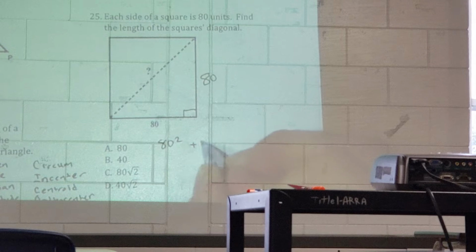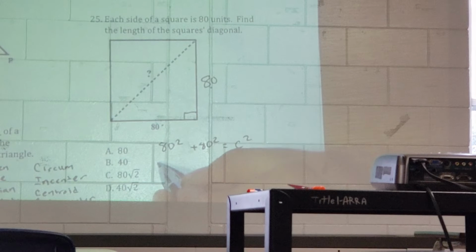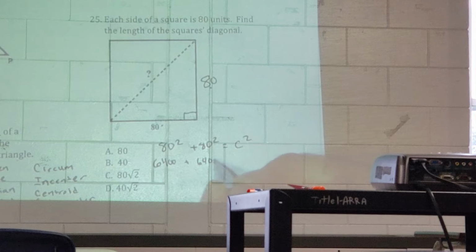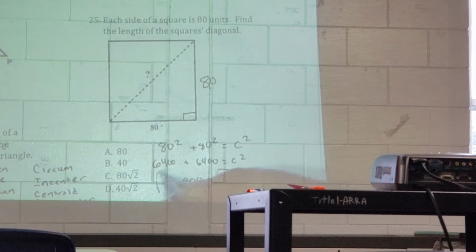80 squared plus 80 squared, that's a squared plus b squared, equals the missing side, c squared. So 80 squared is going to give me 6,400, and over here we get another 6,400 equals c squared. And we add that together and we get 12,800. It's looking like a big number, equals c squared. Well, we just square root both sides.